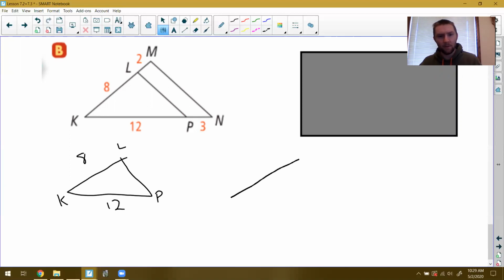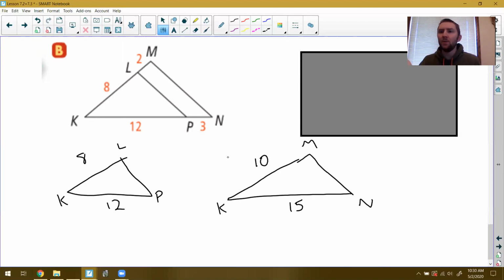And then I have the bigger version. And this is KNM. Okay, so now the whole side length from K to M we have to recognize is not 2, right? It's actually 10. And then K all the way to N, well, that's 15, right? That's 15, okay? So I only have 2 sides marked here, right? Only 2 sides marked. So I can't be using side-side-side to try to prove that these two triangles are similar to each other.